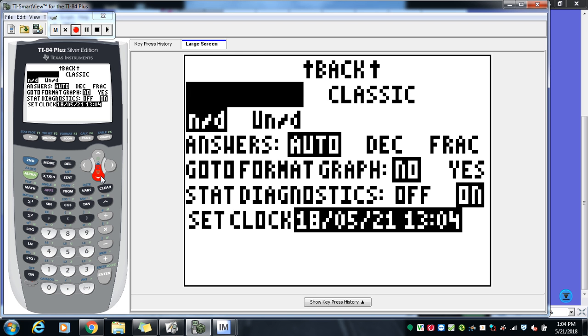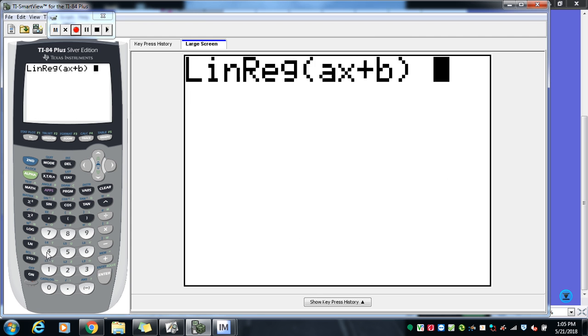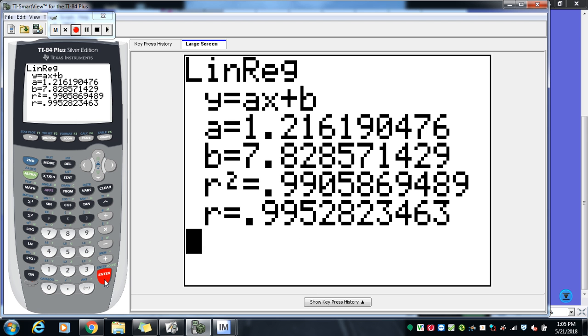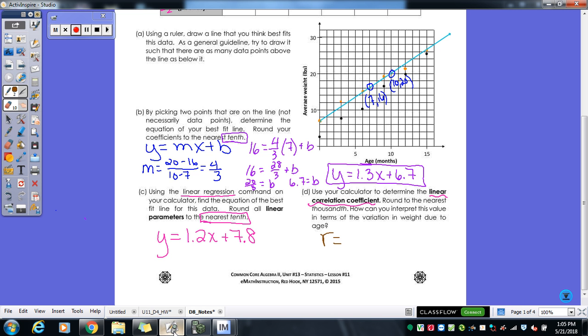No Harry Potters today. Stat diagnostics, those need to be turned on. All right, so now, if your R value didn't show up, all we have to do is run our linear regression again. So stat over to calc choice 4, and then your correlation coefficient will now be there. So to the nearest thousandth, what do we get? 0.995.